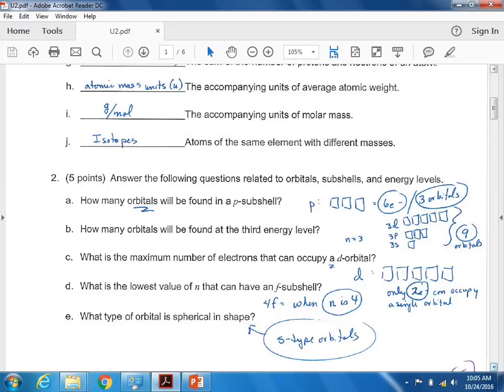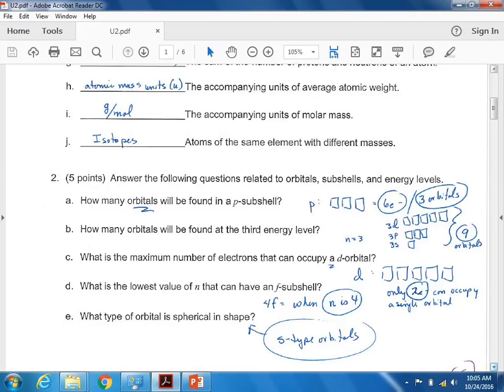Let's see. C is probably one of the trickiest ones, and the answer is 2. What is the maximum number of electrons that can occupy a single d orbital? I know, most people put like 10, so you're in good company. But only 2 can be shoved into one room.